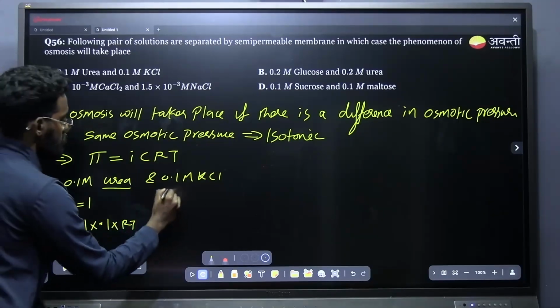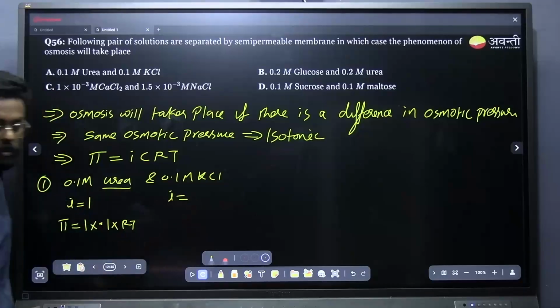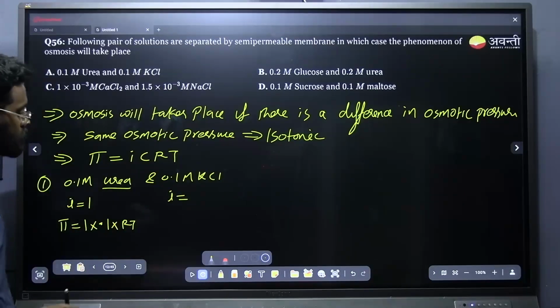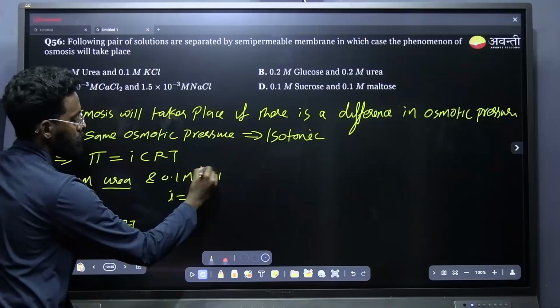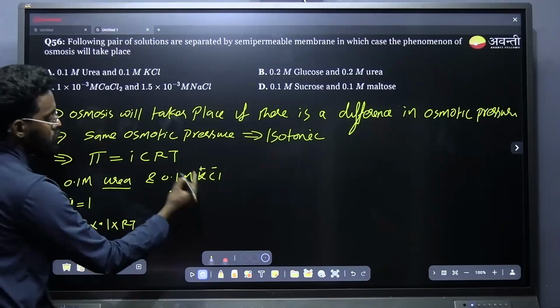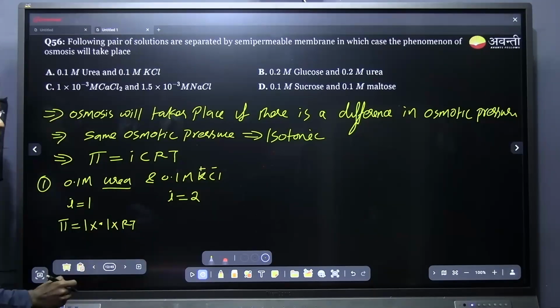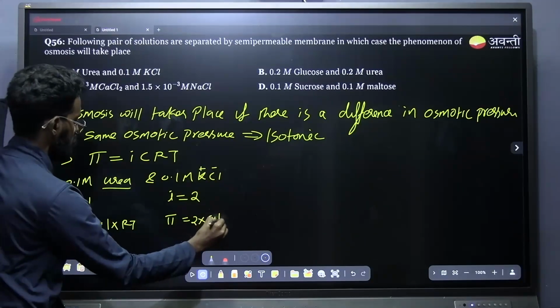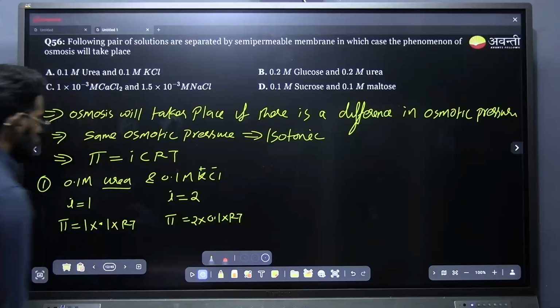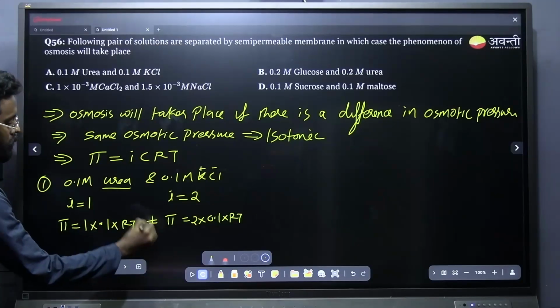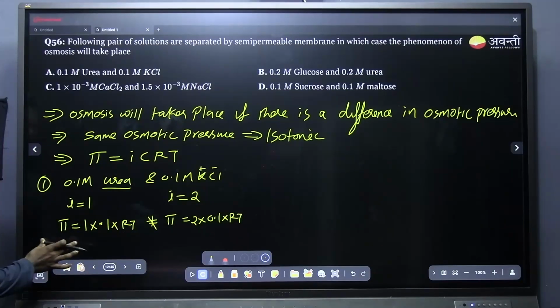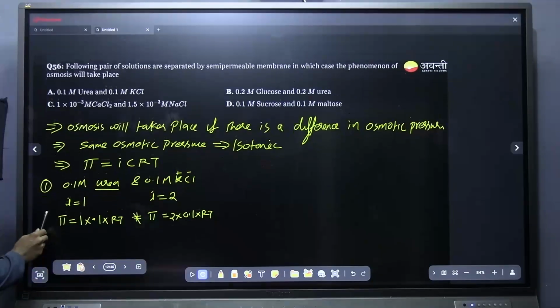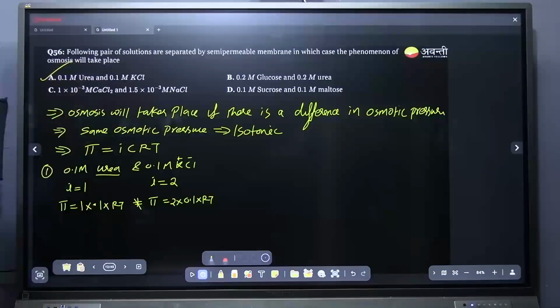Now what about KCl? What is the i value for KCl? KCl will split into K plus and Cl minus, so 2 ions are forming. So the i value is 2 and the pi value is 2 into 0.1 into RT. From here you can see they are not equal, which means they are not an isotonic solution. So I can say that option 1 is the answer.